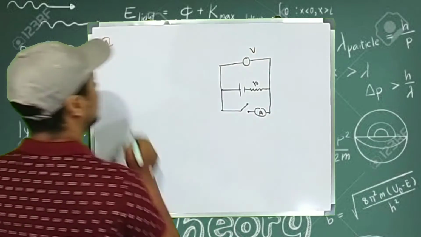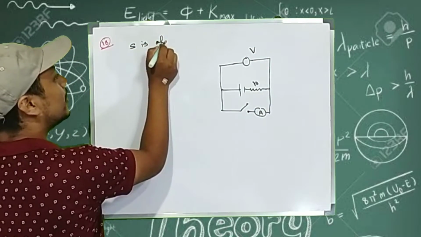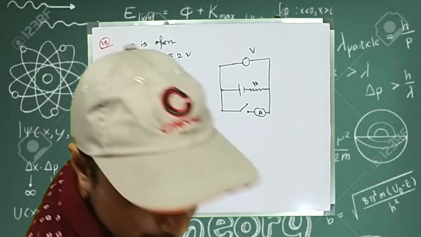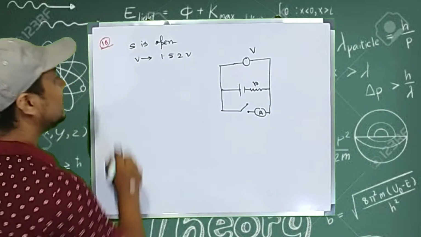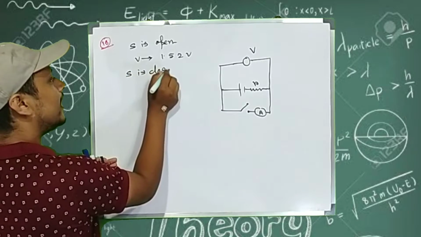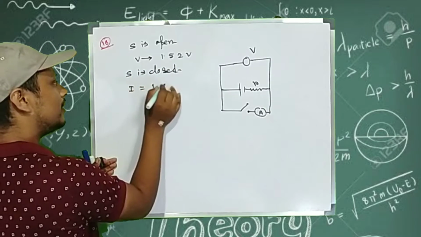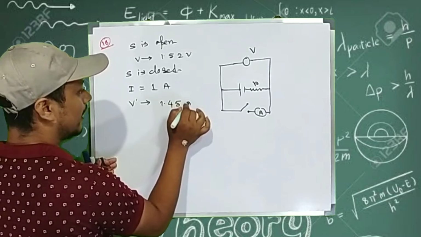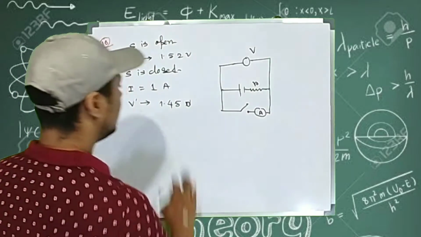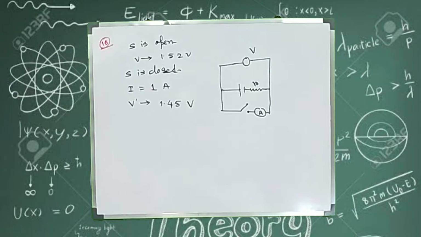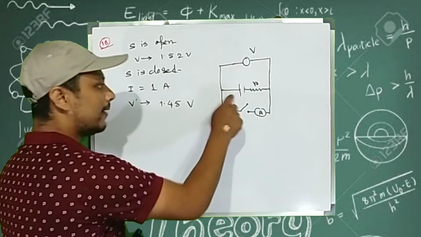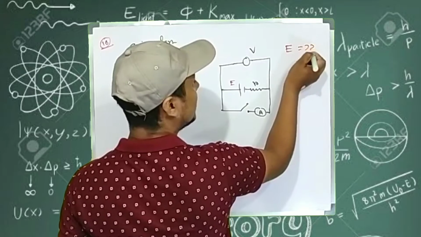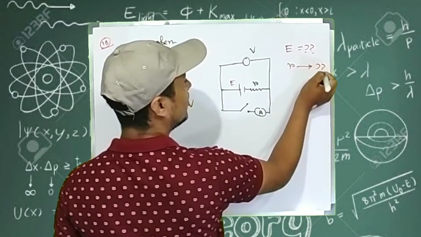Now we have two conditions. When S is open, the voltmeter reading is 1.52. That's fine. And when S is closed, the ammeter reading, that is the current, is 1 ampere, and the voltmeter voltage decreases to 1.45 volt. So you have to find the EMF of this battery, and you have to find the internal resistance also.